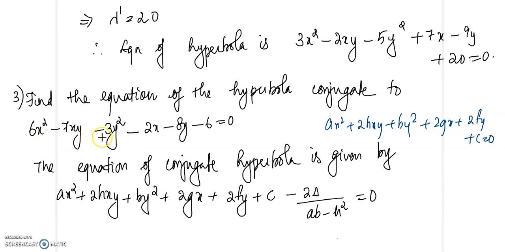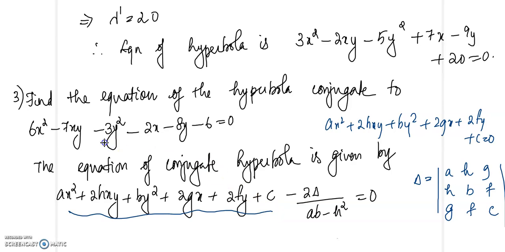Now the a, b and h values we get from here: a is 6, b is minus 3 and h is minus 7 by 2, and delta will be this determinant. Delta is the determinant with rows a, h, g; h, b, f; g, f, c. So we know these values, that is already our given equation. Then we need to find this determinant delta, then ab minus h square, and subtract it from the equation. That will give the equation of the conjugate hyperbola.